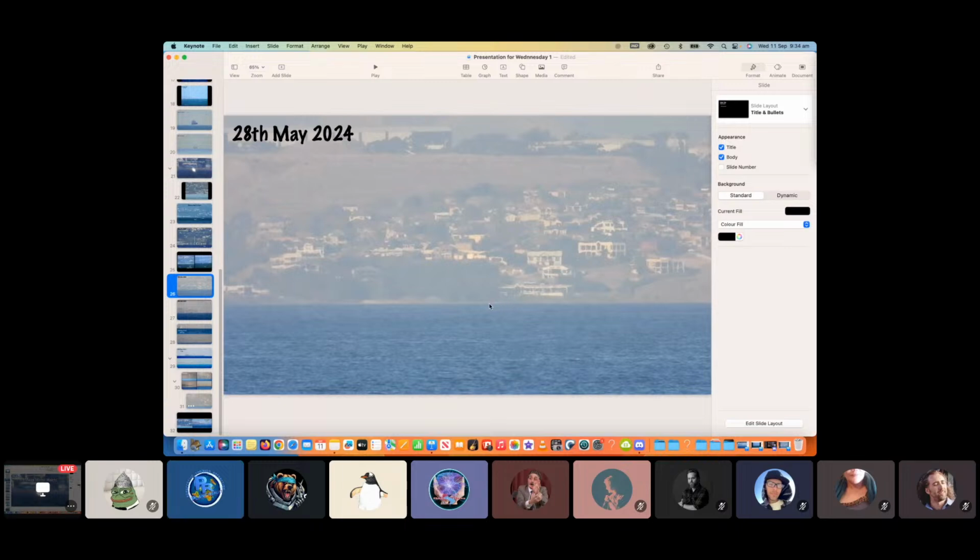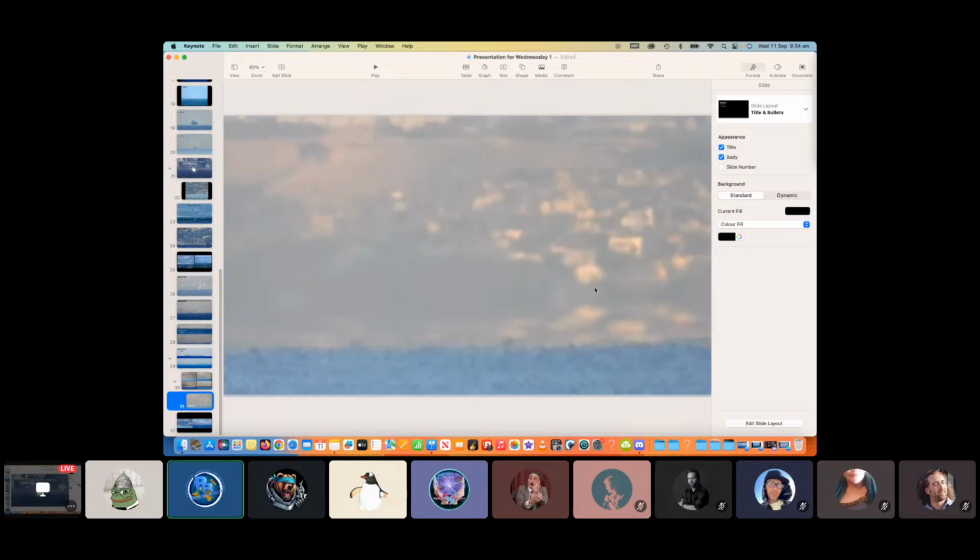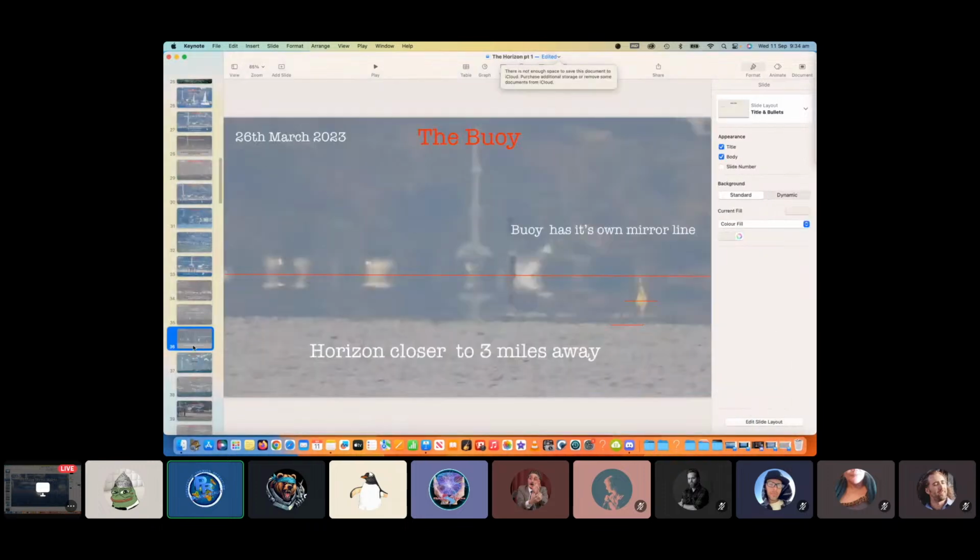And then we've got mirror flashes from here. And then on other days, we can't even see up to here. Let's go back to this other one now.